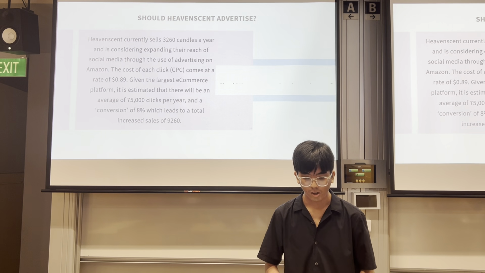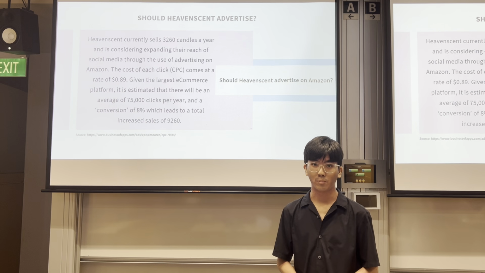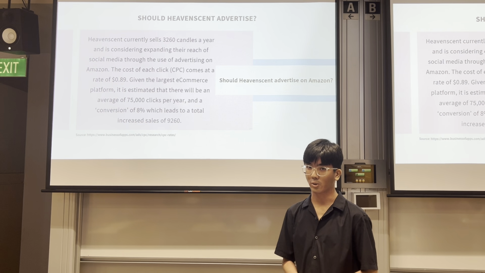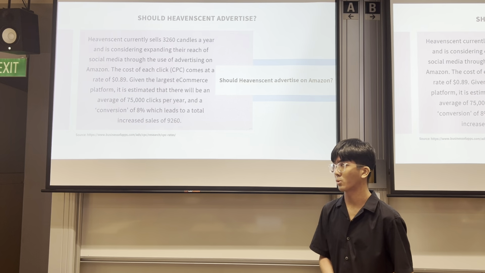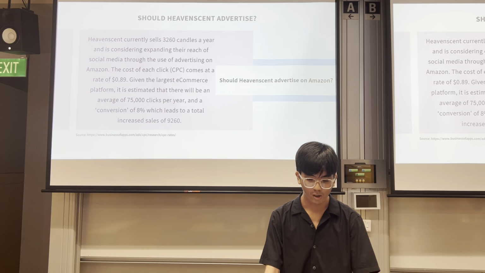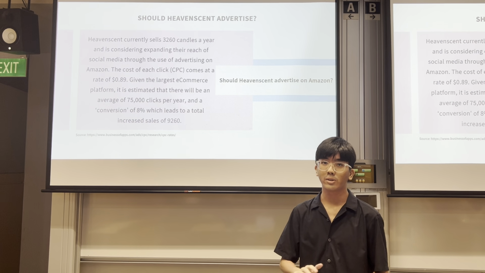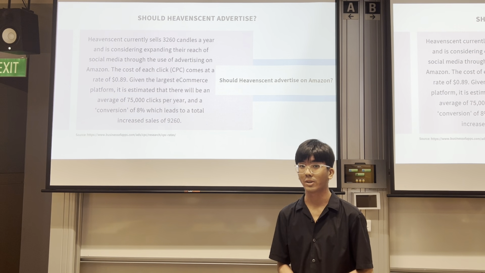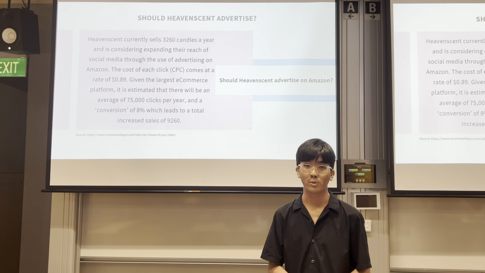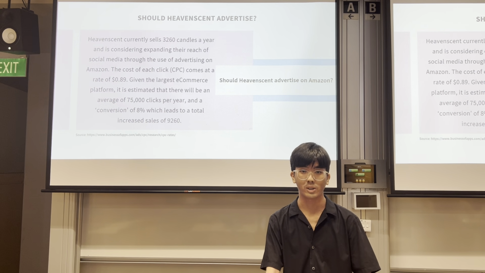So now we move on to whether Heavenscent should actually advertise. Being in its 4th year of operation, Heavenscent would definitely want to expand into other areas of social media besides Instagram. So what better way to do it is through Amazon, which is the largest e-commerce platform which everyone should know. So through research, we have actually found that the cost per click is 0.89 cents and is estimated to have an average click of around 75,000. So out of this 75,000, 8% will actually be the conversion rate, where there will be 6,000 sales of candles if they were to actually click onto this advertisement.